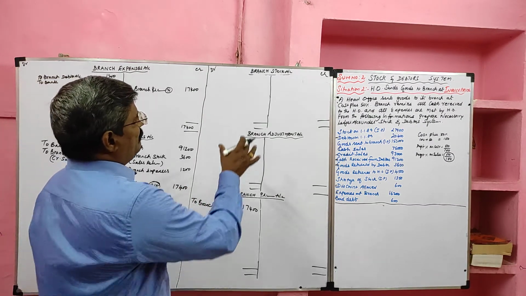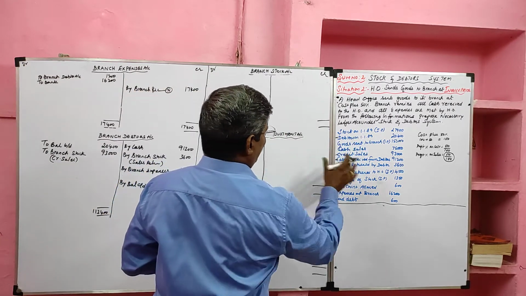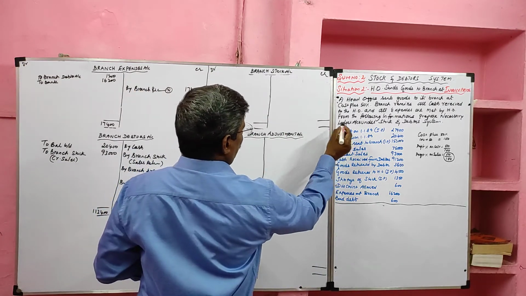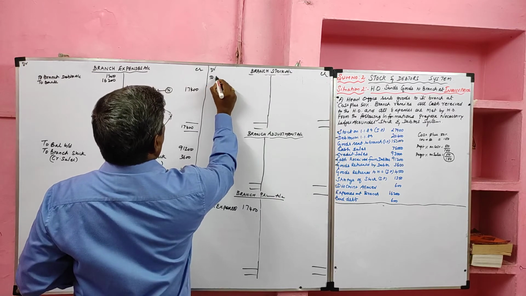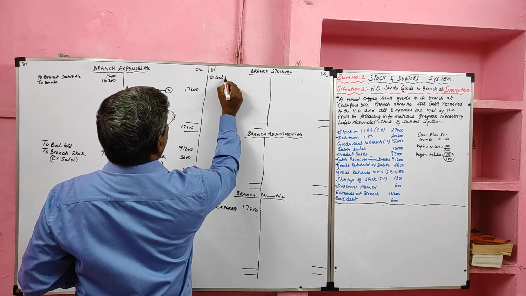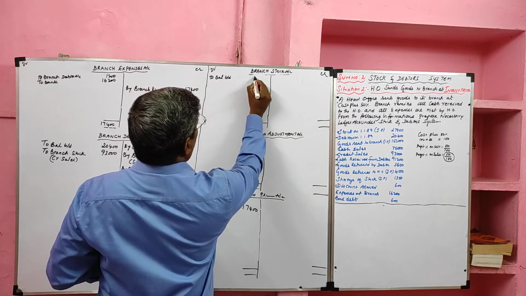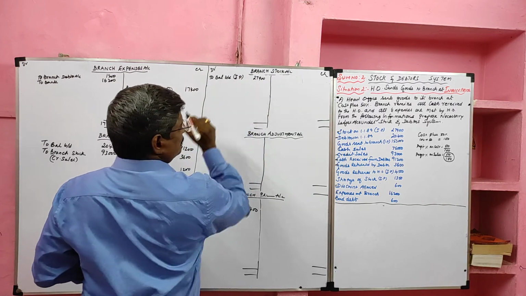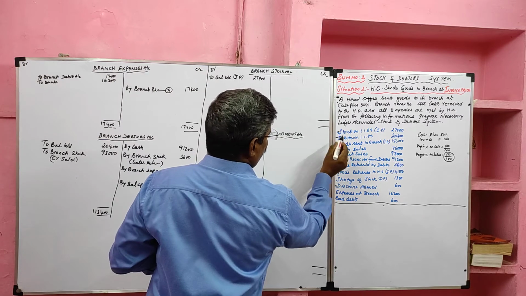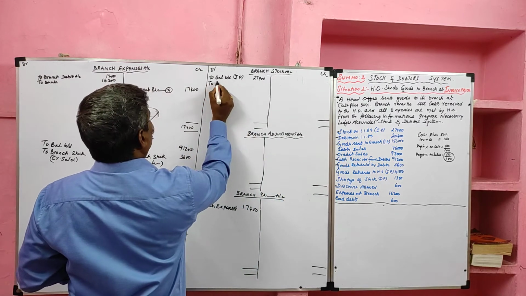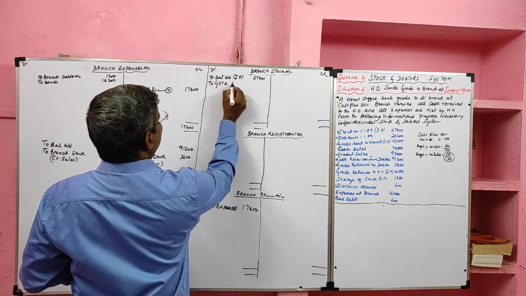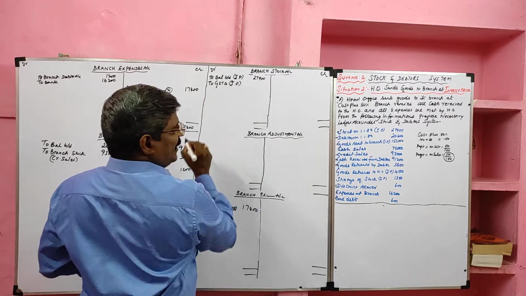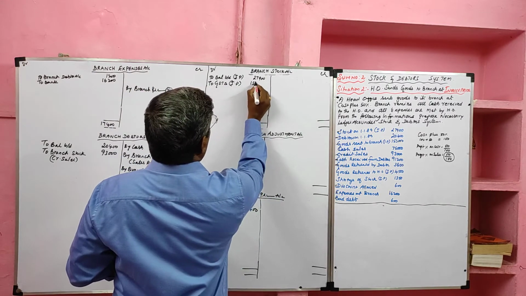Then we have to prepare the branch stock account. We'll take the information relating to the stock account. First, opening stock. It will be debited in the branch stock account as to balance b/d. Opening stock value 27,900. It is given in invoice price. Then debtor will not come. Goods sent to branch will be debited as goods sent to branch. It is also given in invoice price. Its value is 1,53,000.